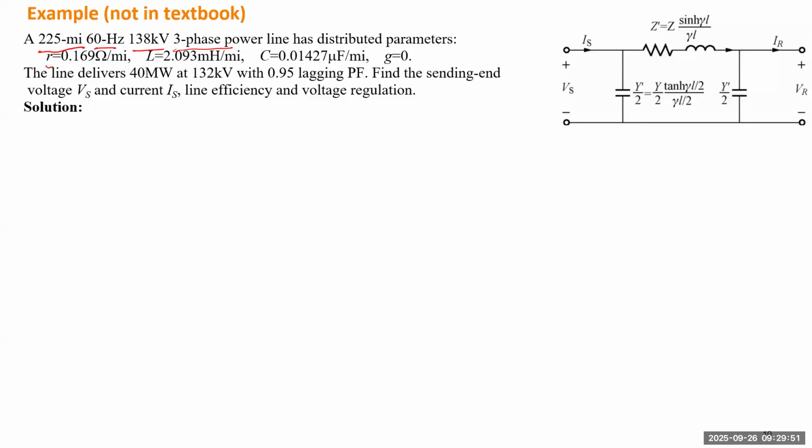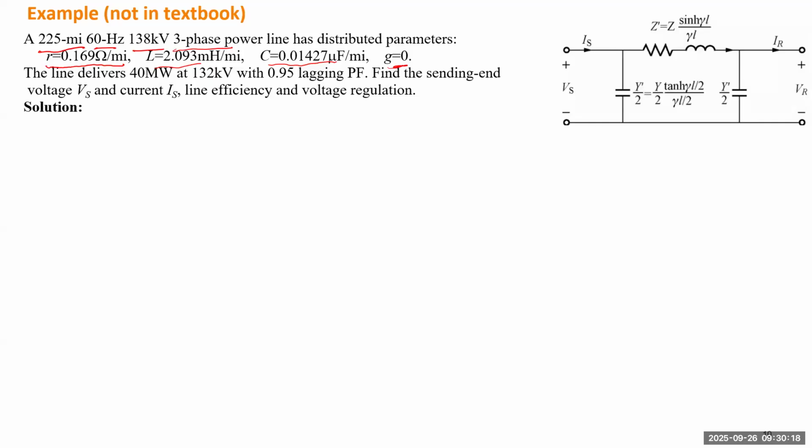The resistance per mile is 0.169 ohm. Inductance per mile is 2.093 millihenry, and capacitance per mile is 0.01427 μF. And we ignore the conductance to the ground, which basically means the 2 shunt branches don't have any real power.